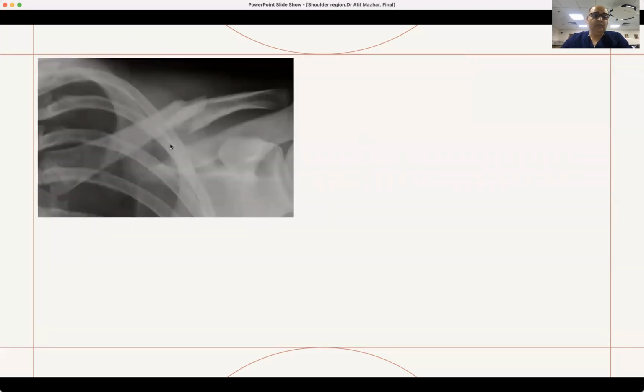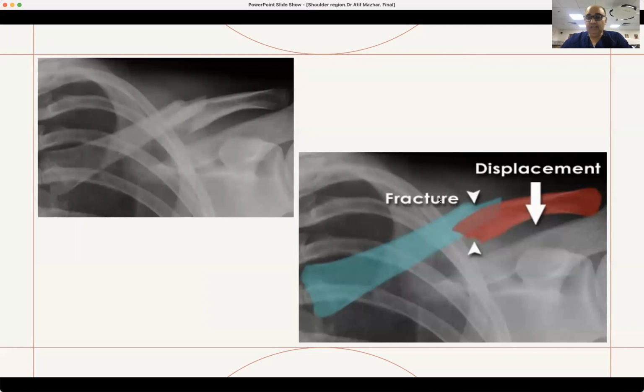Now, what you can see here is a fractured clavicle. Are we good with that? Let's color it. You can see that the fracture fragments are not well aligned, and the bone is being shown with two different colors, and they are displaced. Once they are displaced, they move in different directions.